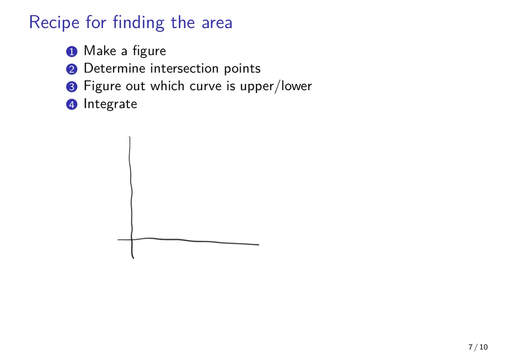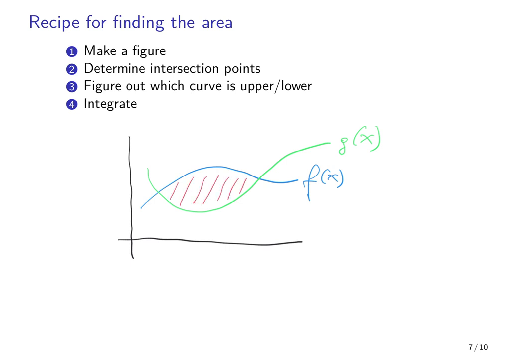Then two, figure out where those two curves intersect with one another. So if we make a schematic graph, you're going to draw the graph of f of x, you're going to draw the graph of g of x, and it is this area that you're interested in. So step two says you're going to find the coordinates of the points where the two curves intersect. Call those C1 and C2.